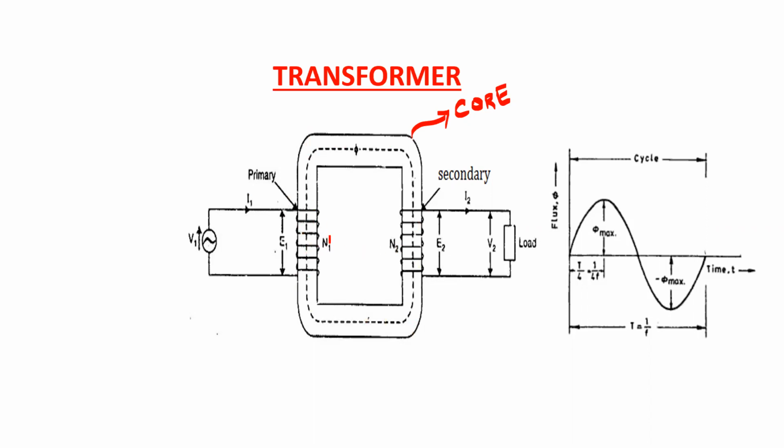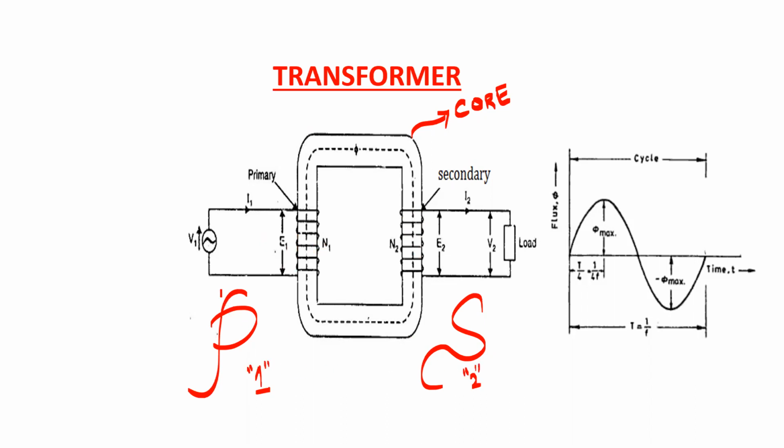This is N1, the number of turns on the primary side, and N2 is the number of turns on the secondary side. The one on the left may be called the primary, and this one may be called the secondary. Try to remember one thing: for the primary side, I will use the suffix 1, and for the secondary, the suffix 2.